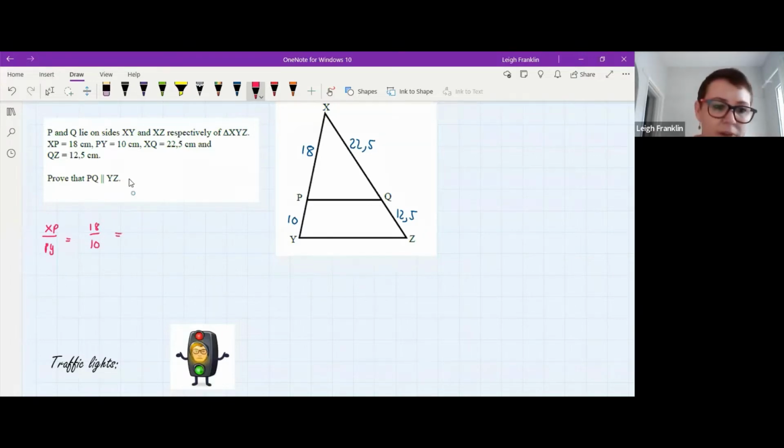Now you can simplify that. We divide them both by 2. That would give us 9 over 5. Now separately, we work out what xq over qz is equal to, and that's going to be equal to 22.5 over 12.5. If you pop that into your calculator, you will see that 22.5 divided by 12.5 is also 9 over 5.